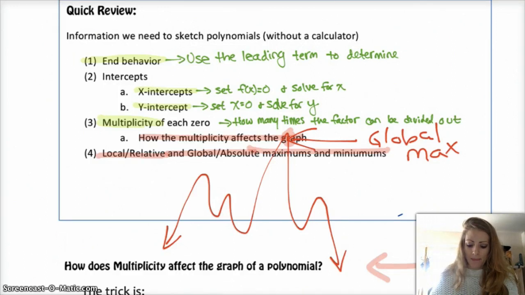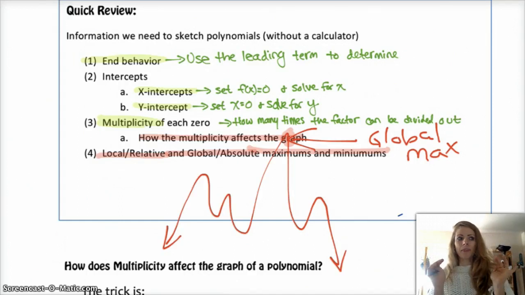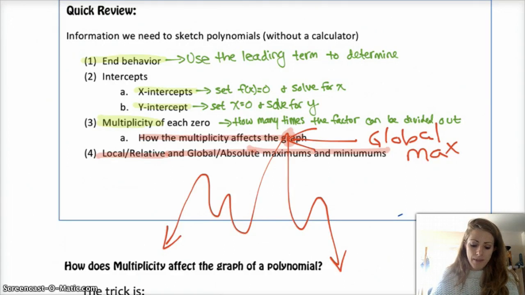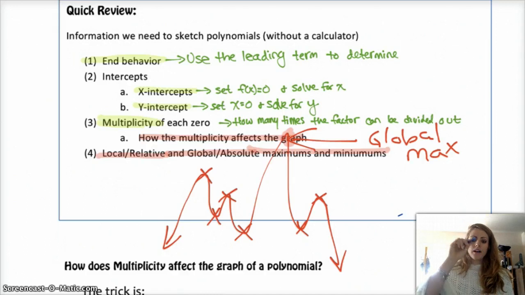A local or relative max or min is within a certain space, within a certain area, where there's a maximum or a minimum. The local or relative maxes and mins on this polynomial are here and here and here and here. They're also the turning points where it goes from going up to down or down to up.